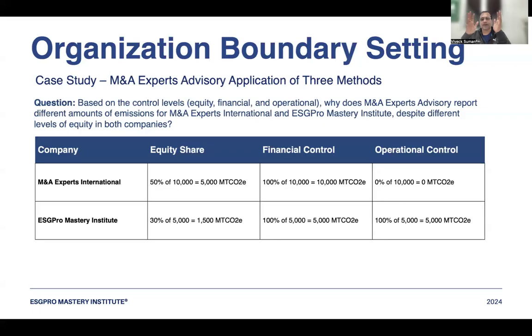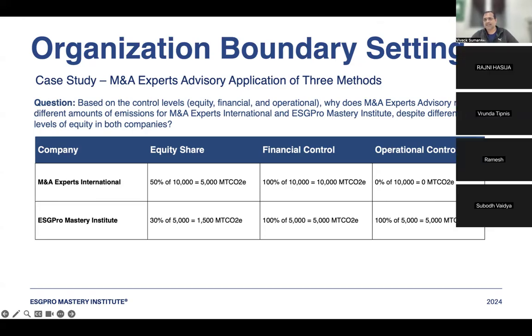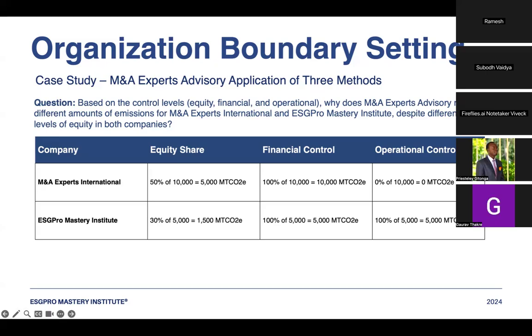So tell me, go ahead. I have done half of the calculation for you, but this is how you have to lay out your calculation. The rest of the calculation you have to tell me. Based on the equity method, what is the M&A Experts Advisory as a holding company emission? Do it fast. It's very simple. Only addition you need to do, right? Manish, what will be the answer for the equity share method? What is the total emission by the holding company?